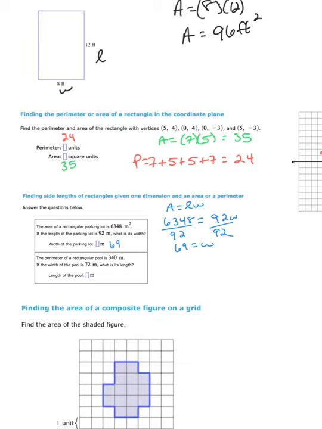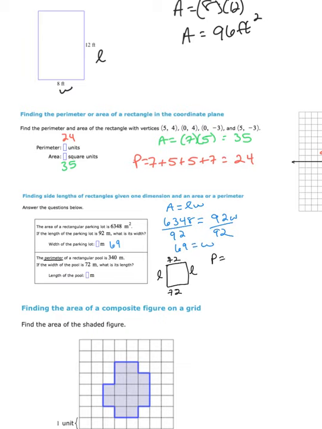Okay, that's area. Now we're going to use perimeter. If the perimeter of a rectangular pool is 340 meters and the width is 72, what's its length? All right, something you can do in geometry that makes your life so much easier is draw. Let's draw our rectangular pool. The width is 72 meters, which means this part is 72 meters. The perimeter is 340. We're looking for the length. I'm going to use L for length.